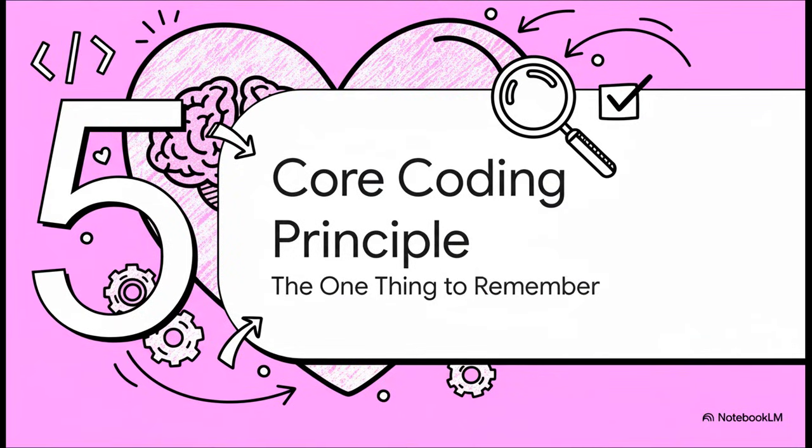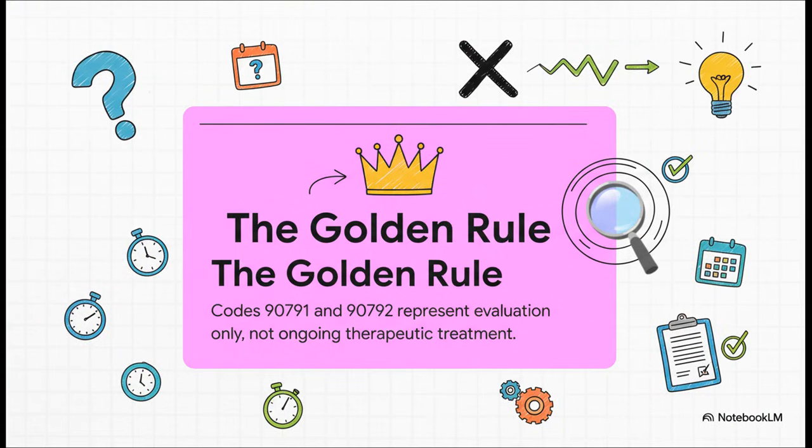We have covered a lot of ground, so let's boil it all down. Let's zoom out and focus on the one single solitary idea that matters most. If you remember absolutely nothing else from this, please remember this. Here it is, the golden rule. These codes are for a specific moment in time. They are for that initial diagnostic deep dive or maybe for a major reassessment down the line. They are not for the regular ongoing work of therapy. These codes represent evaluation and evaluation only. That is your North Star.